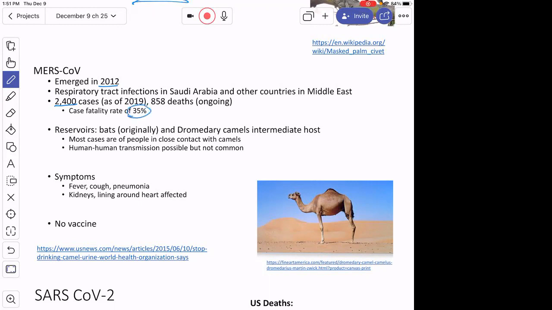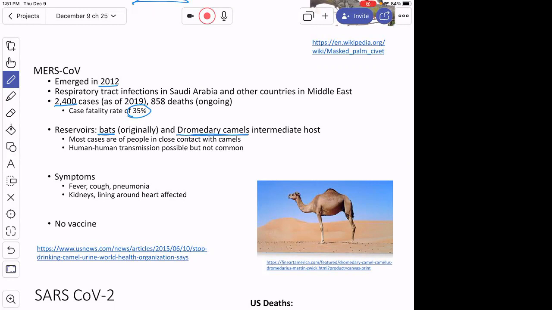Case fatality rate of 35%. So this is a more serious infection, more often fatal. The reservoir for this is also bats, which is kind of surprising because you don't think about there being bats in Saudi Arabia. I don't know, there probably are. More importantly, we know that the viral load is amplified by dromedary camels.